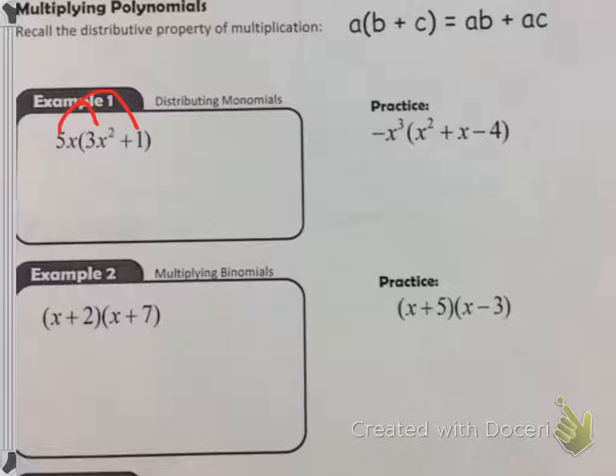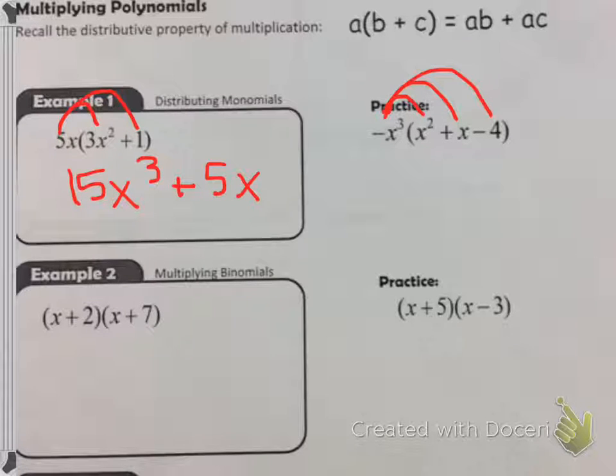So 5x times 3x squared would be 15x cubed, and 5x times 1 would be 5x. So again, just the distributive property, taking that number out in front through to all three parts of the parentheses. So here we're doing it again.